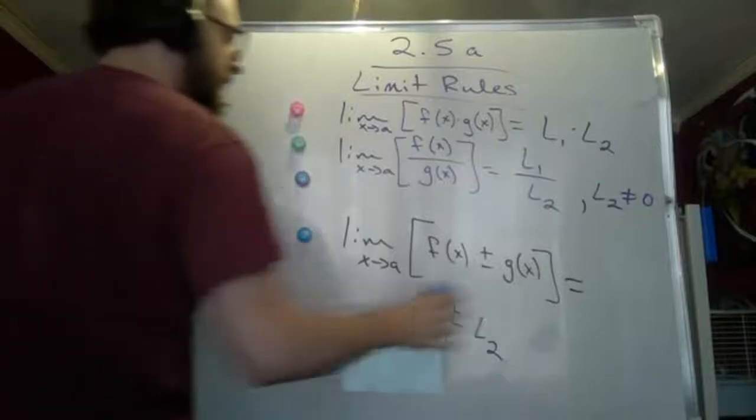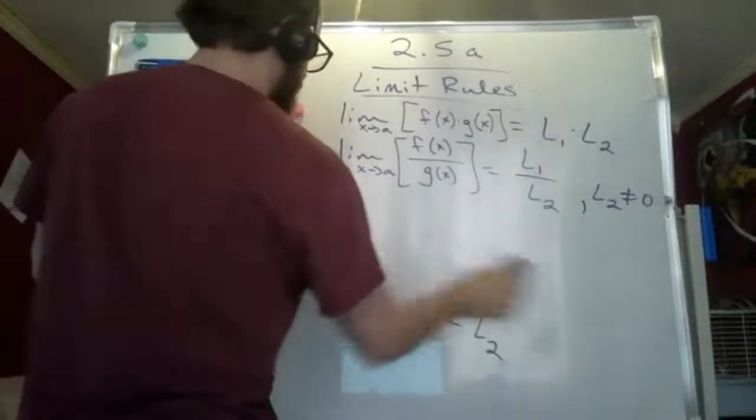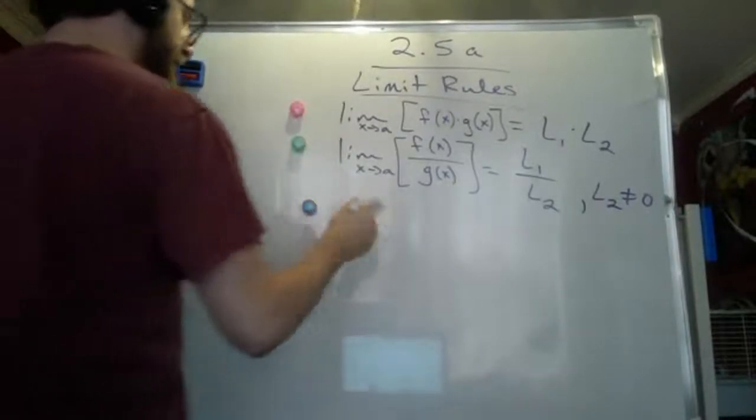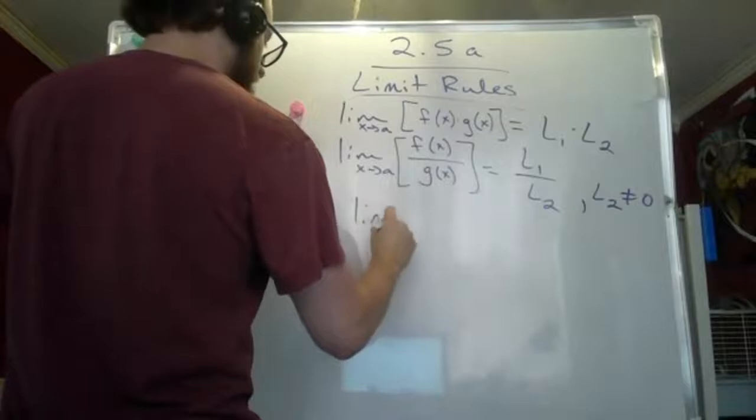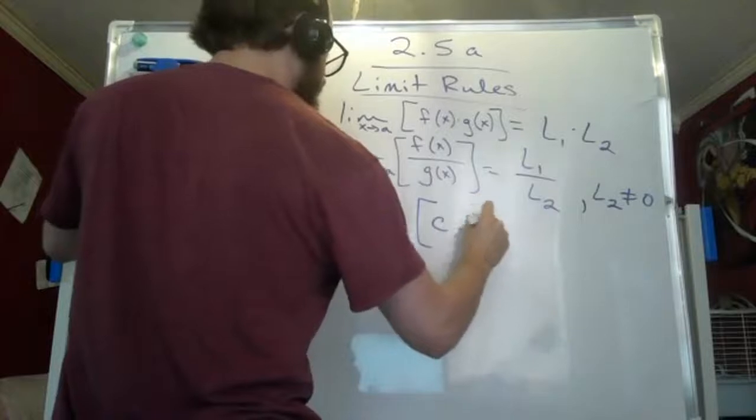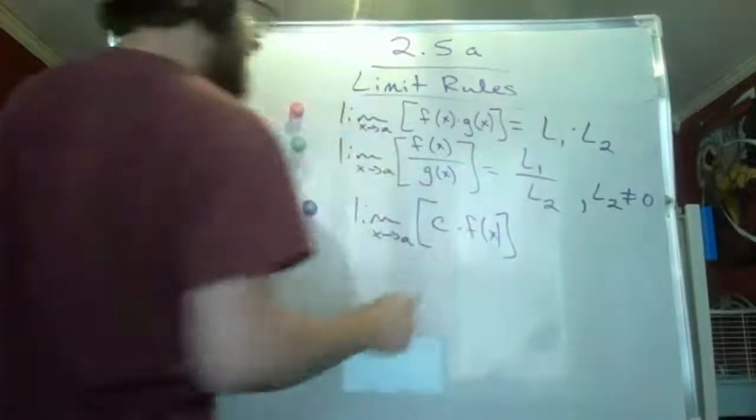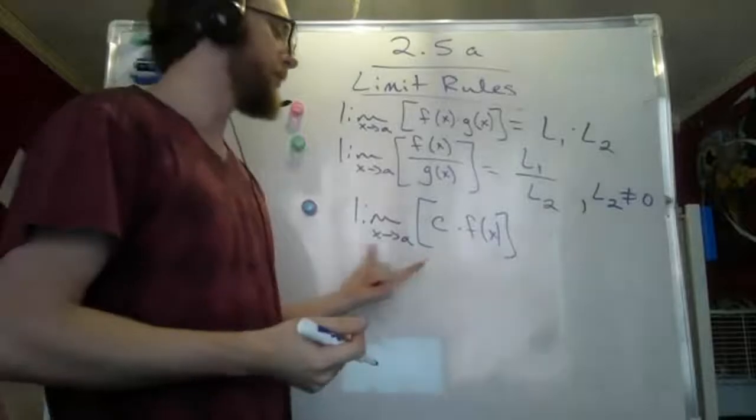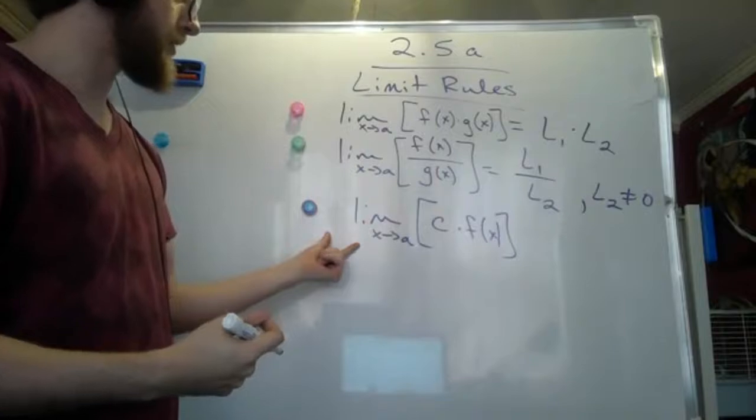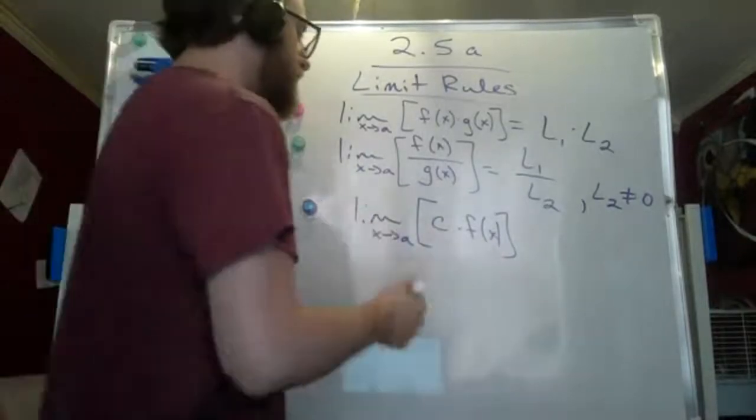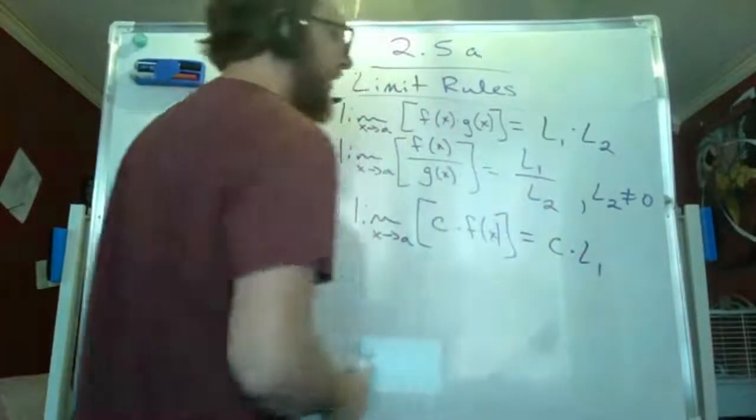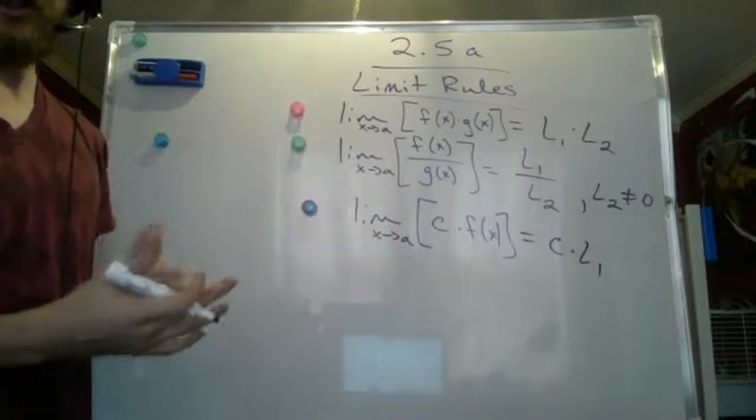And then, as we keep moving forward, if we have the limit as x goes to a for some constant times a function, well, the nice thing about constants is that we can pull them to the outside and just kind of ignore them. It's not a big deal. So if we pull this constant to the outside, we take the limit of f of x, then what do we have? Well, it's just c times the result of that limit, L1. So that's not too bad.